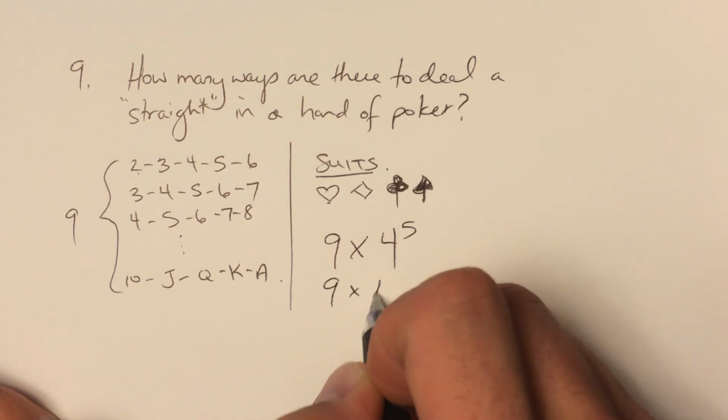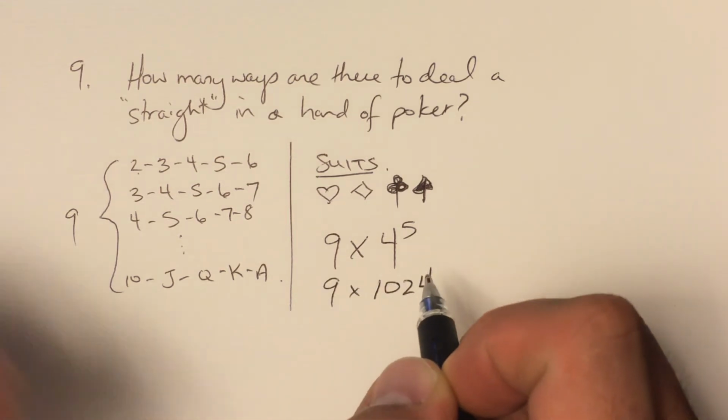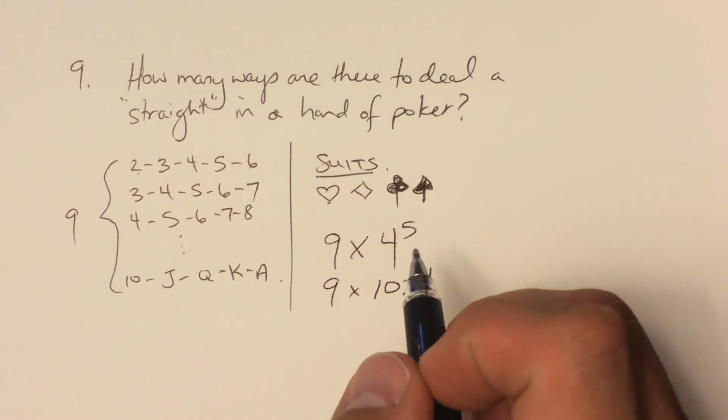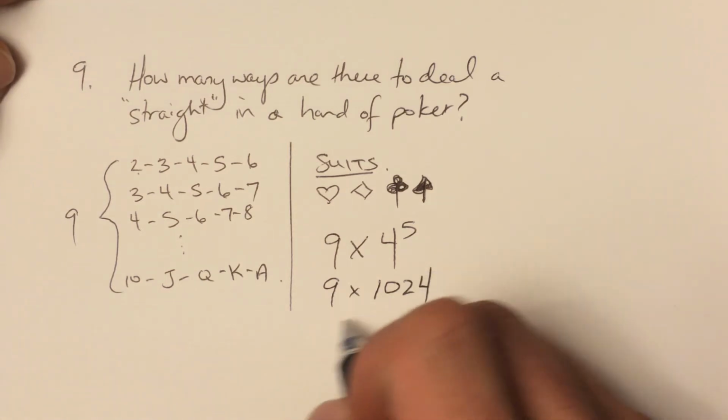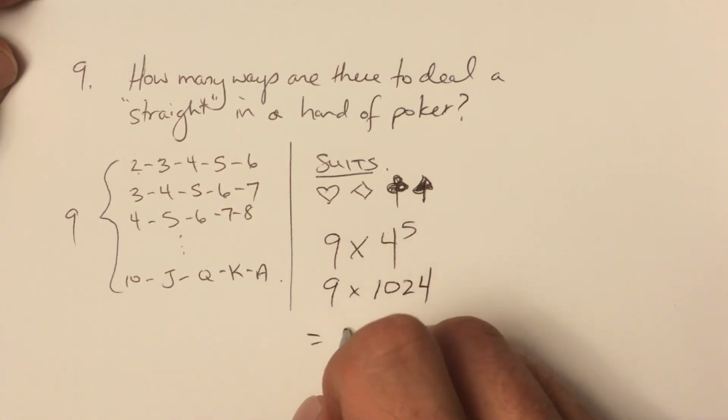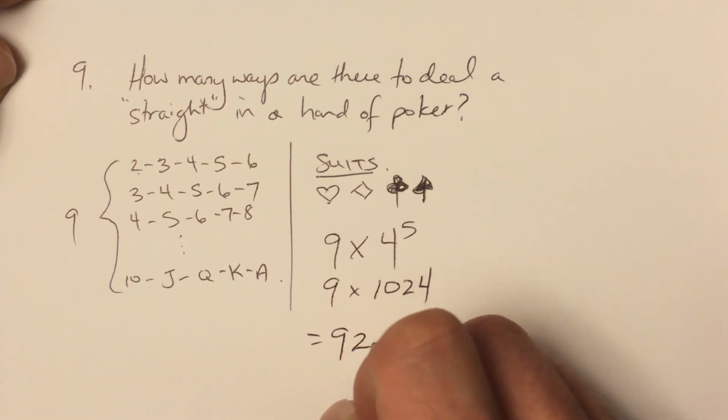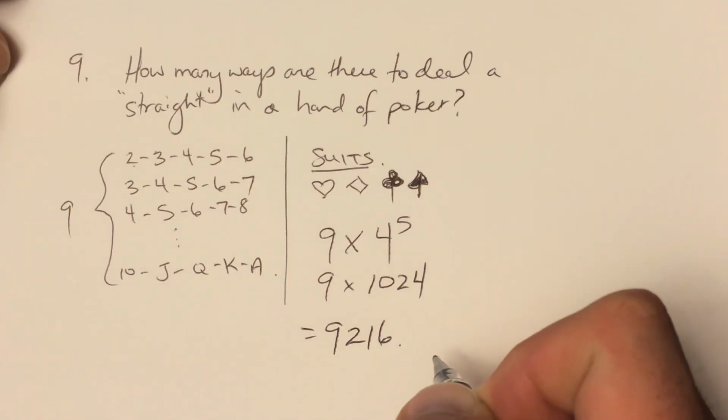So that's 9 times 1024. And I should write that right under here, I suppose: 9,216 different possibilities.